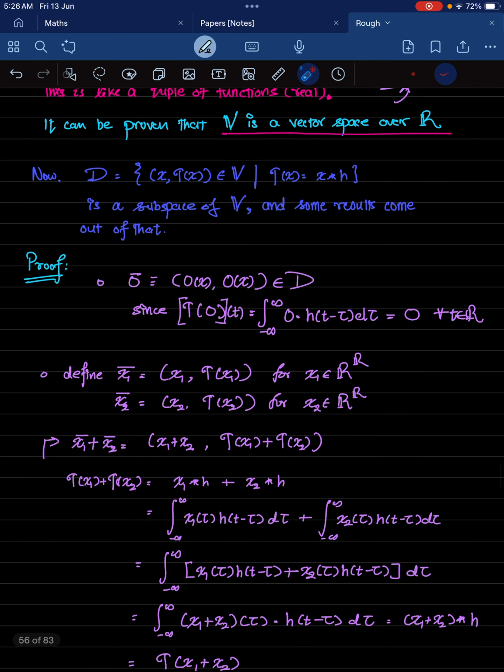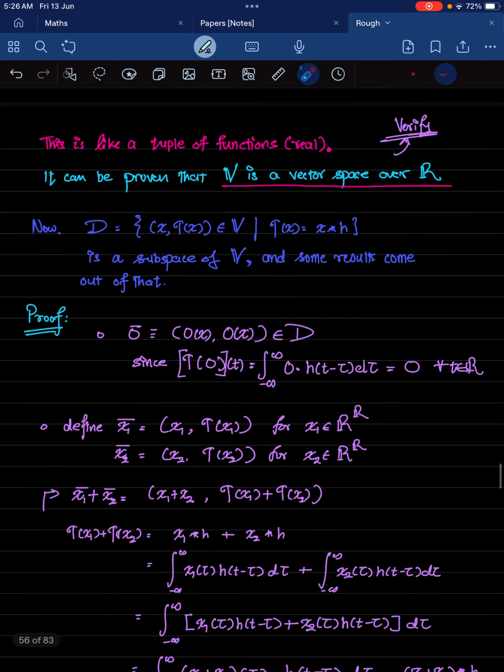Now moving on to proving that D is going to be a subspace of V, consider the 0 element. So the 0 element is (0, 0). Now the point is, any element in D has to be of the form (x, T of x). The first component, and the transformed version of the first component. That's how it should be.